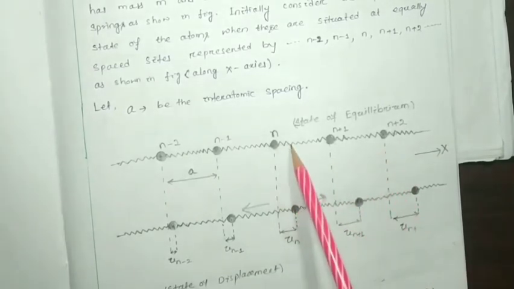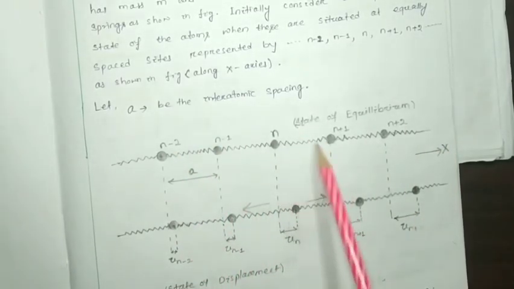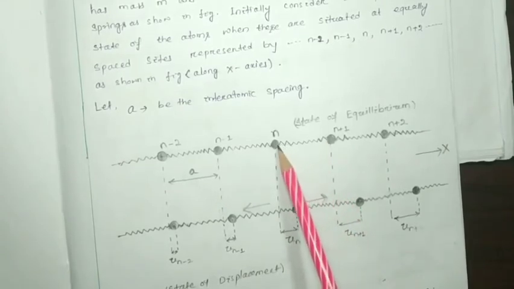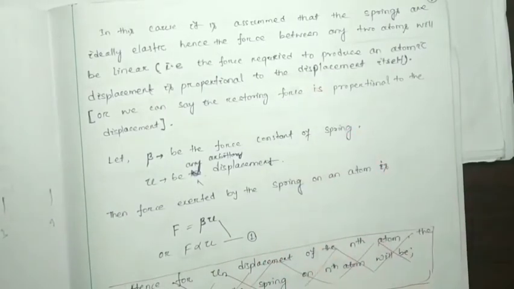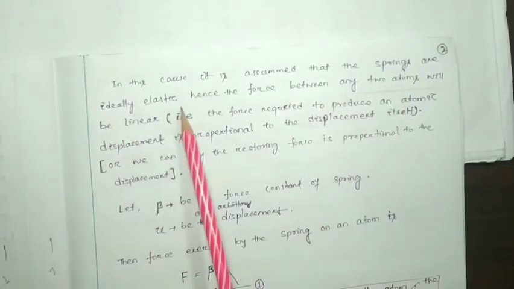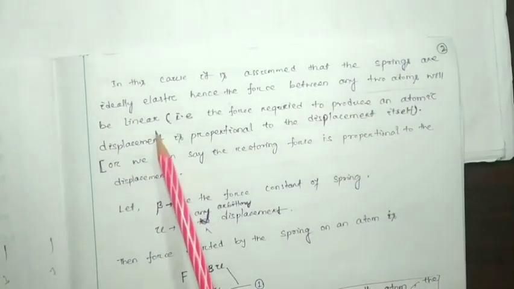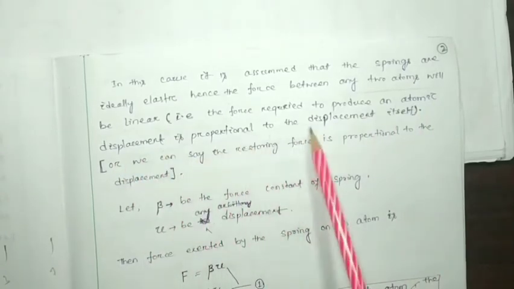As it is connected with a spring, the model we have imagined for this vibration is a spring model, connected with neighbor atoms. I have written all of this in detail in the note; you have to follow the note, and for this you have to follow the last video. In this case it is assumed that the springs are ideally elastic. Hence the force between any two atoms will be linear. That is, the force required to produce an atomic displacement is proportional to the displacement itself.